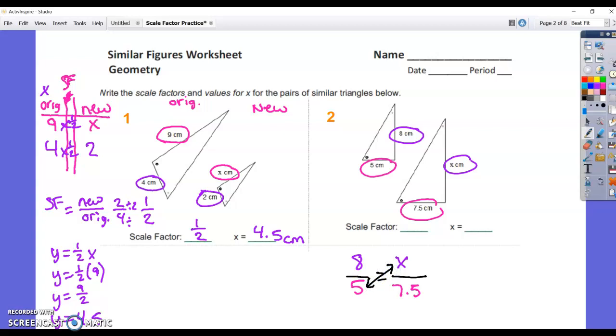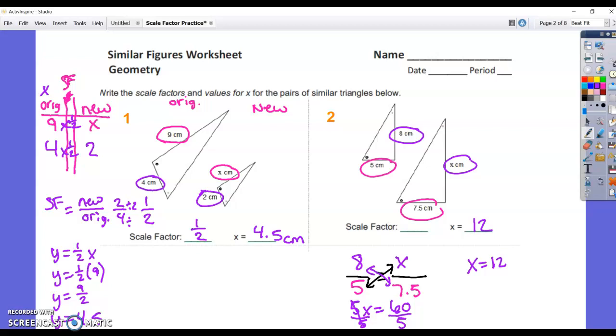5 times x is 5x equals 8 times 7.5. 8 times 7.5 gives me 60. Okay. Choose how you're solving for x. I like to divide both sides by 5, so x is equal to 12. However, we also want to know what is the scale factor here.